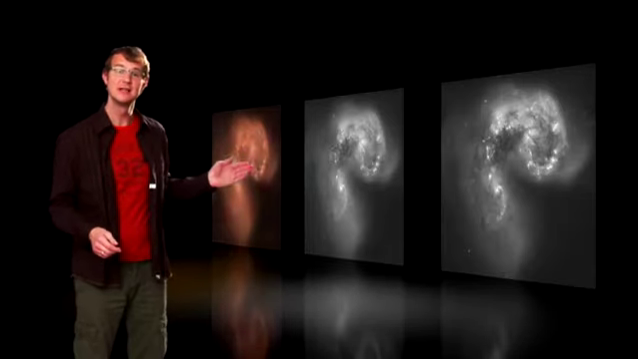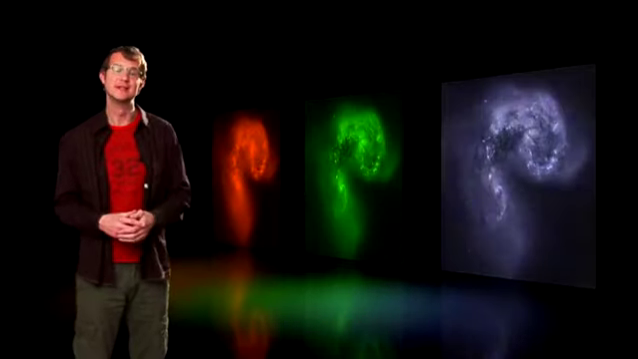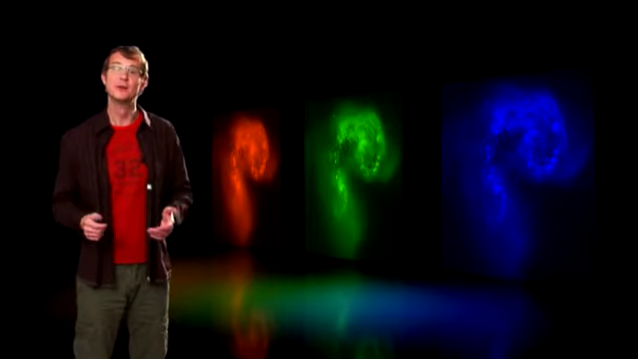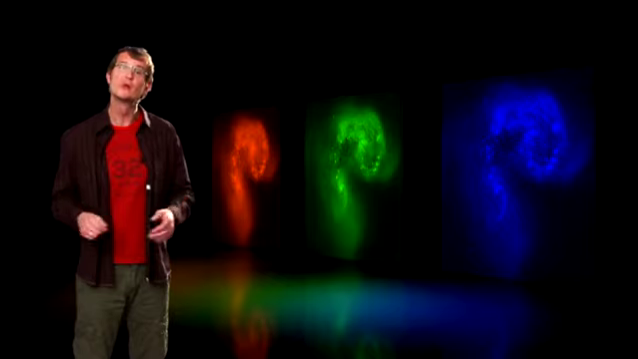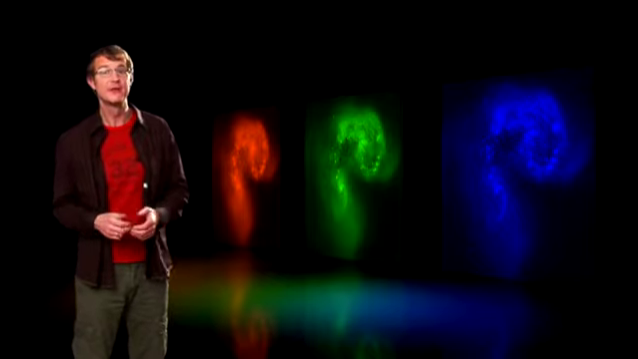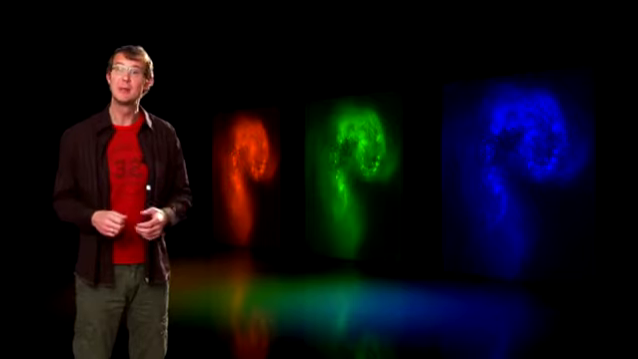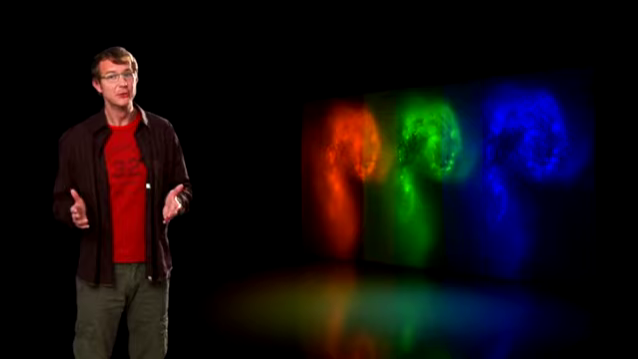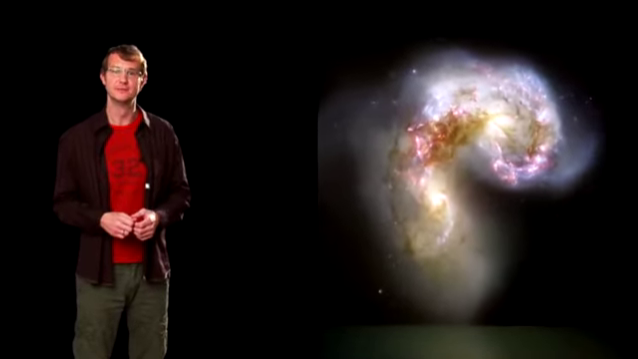Take this view of the colliding Antennae galaxies. Hubble imaged this merging pair through red, green, and blue filters to reveal the different components inside the galaxies. For example, the red light is coming from old stars and glowing hydrogen gas, while the blue light is showing the violent star formation triggered by the cosmic collision. The red, green, and blue images are then combined to create the final multicolor image.